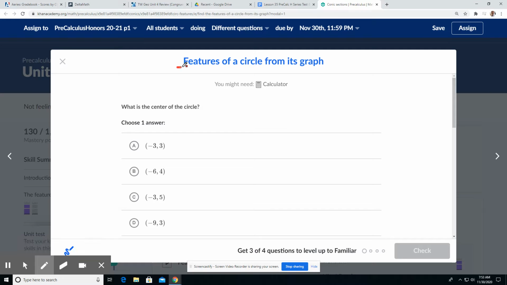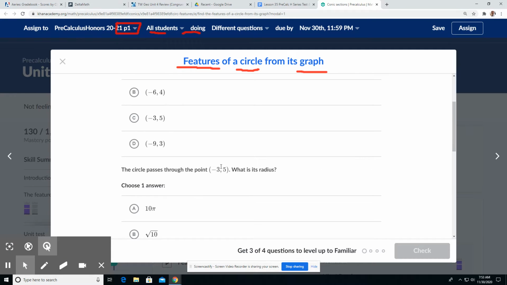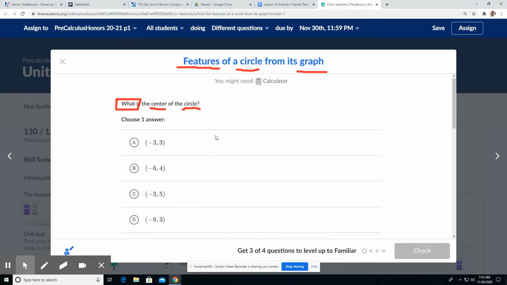All right, we are looking at the features of a circle from its graph. What are they asking for? What is the center of the circle? All right, well, let's just go in order here. It looks like there's another question too. Yeah, so let's just first focus on the center.